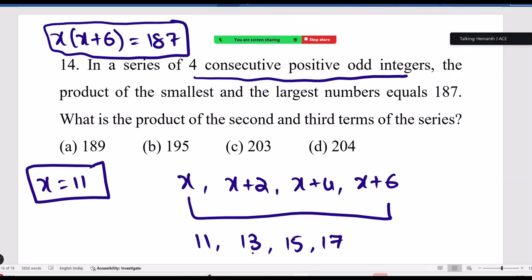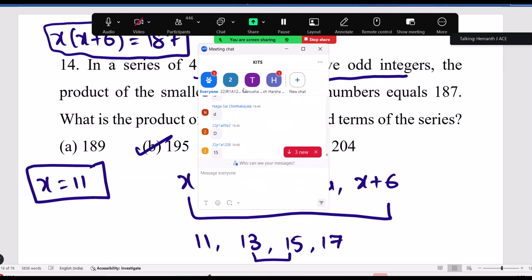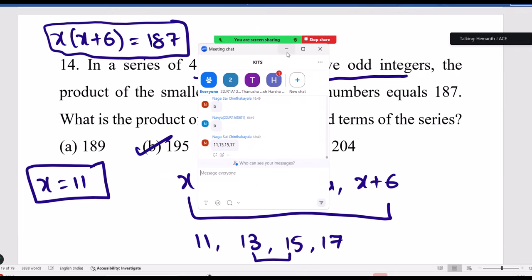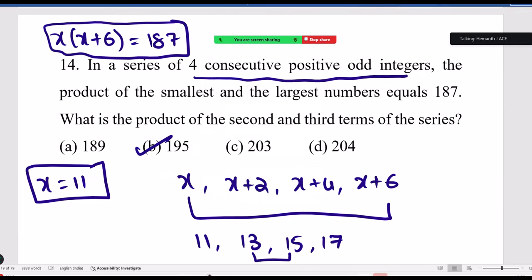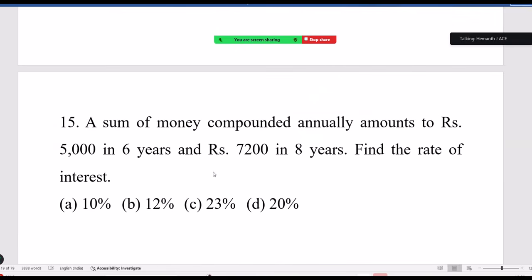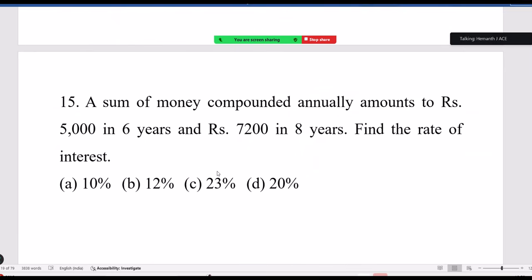Now 13 into 15 is what? The second and third numbers' product is 195. Let me see, I think around 4 people have given the answers. Yes, 11, 13, 15, 17 is the set of numbers. Good. Now see the next question from simple interest and compound interest.